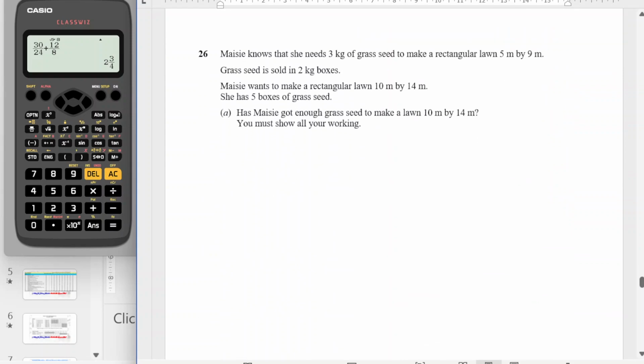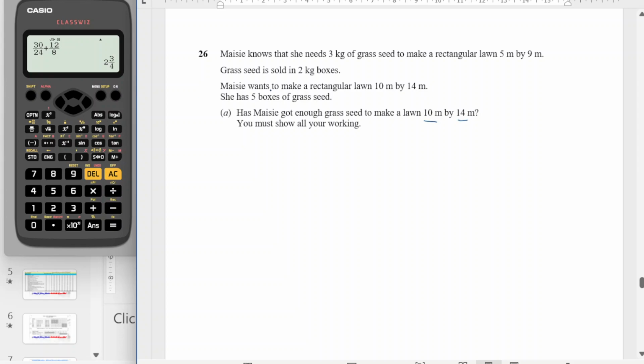Okay, question 26. Maisie knows that she needs 3 kilograms of grass seed to make a rectangular lawn that is 5 by 9 meters. Grass seed is sold in 2 kilogram boxes. Maisie wants to make a rectangular lawn that is 10 by 14 meters. She has 5 boxes of grass seed. Has Maisie got enough grass seed to make a lawn 10 by 14?